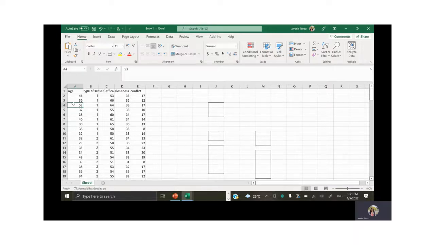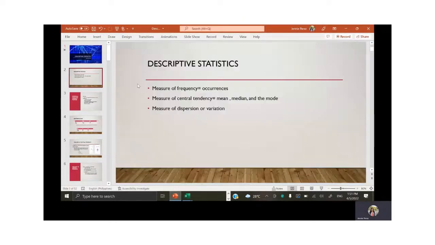Now there are three kinds of descriptive statistics. We have the measure of frequency. This would be the number of occurrences in a data set. Then there would be measure of central tendency, which uses the mean, the median, and the mode, and then the measure of dispersion or variation.